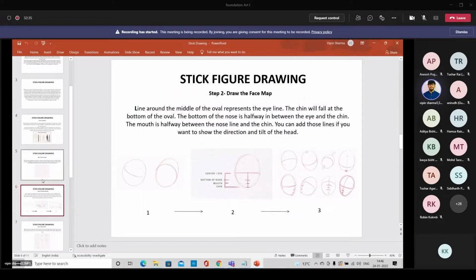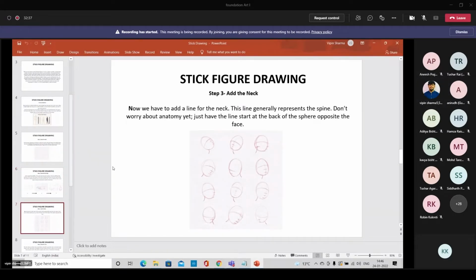Right, so this is the second step. Third step, we just added a neck or spine. Now we have to add a line for the neck. This line generally represents the spine. Don't worry about anatomy yet, just have the line start at the back of the sphere opposite the face.